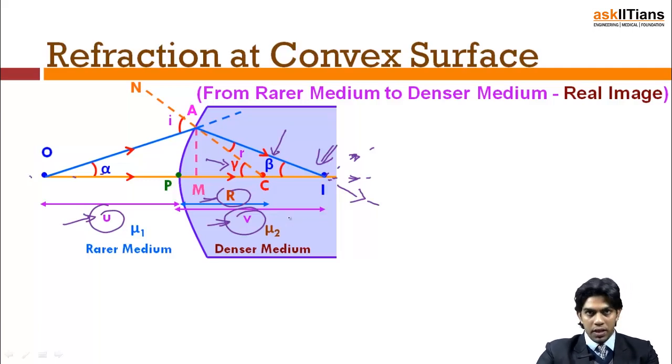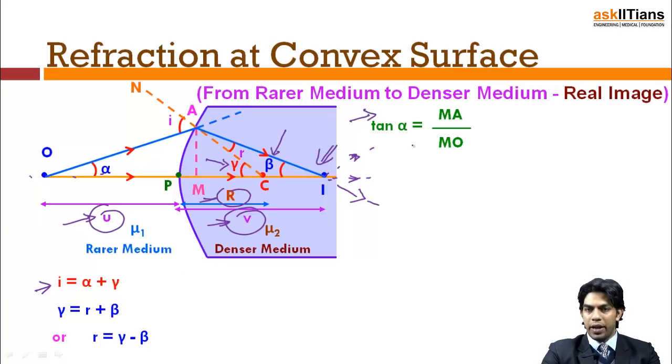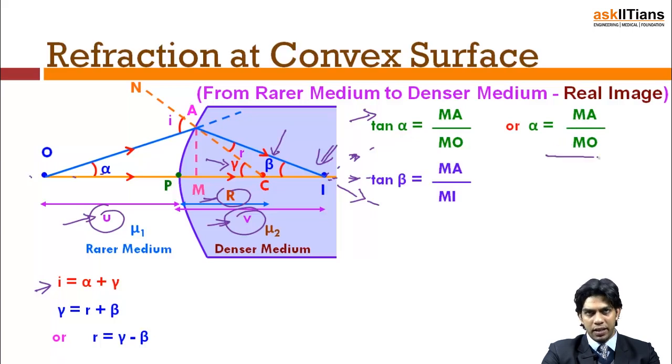So as I have told you the agenda, now we will simply work it out using triangles. i is equal to alpha plus gamma, gamma is equal to r plus beta, or r is equal to gamma minus beta. Then with the help of simple triangles, I can define tan alpha to be exactly this. Why? Because I have considered the angles in this scenario to be pretty small, so that I can end up dropping tan or sine whenever I want to keep it simple.